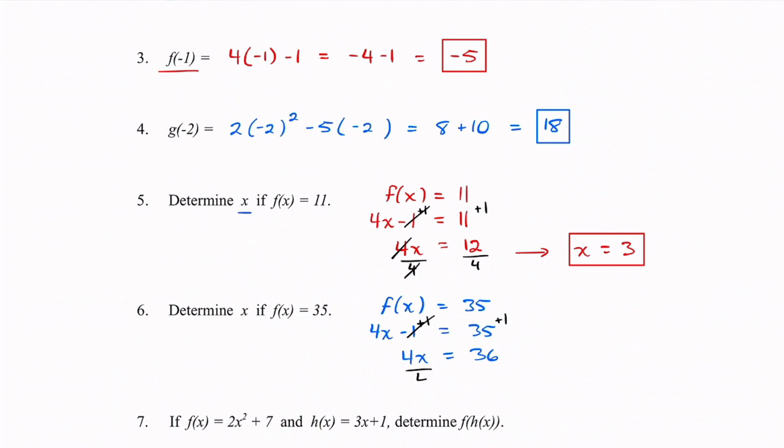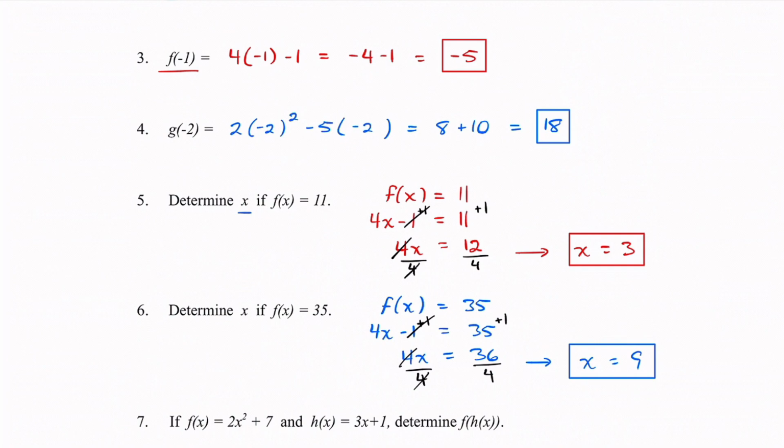And then just take that and we got to get rid of the 4. So divide both sides by 4. Those cancel out. And we get x equals 36 divided by 4 is 9. So x equals 9. So questions 1 to 4 I'd say were the easier type.